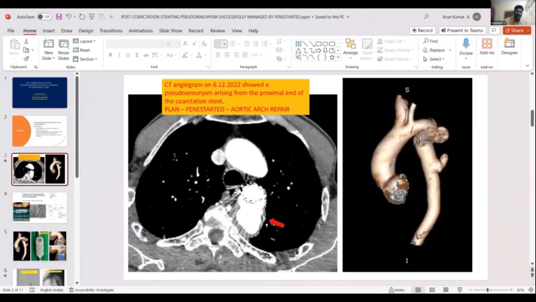So we made the patient lie prone. We just punctured paraspinal, between the vertebra and the scapula. We just entered into the sac.